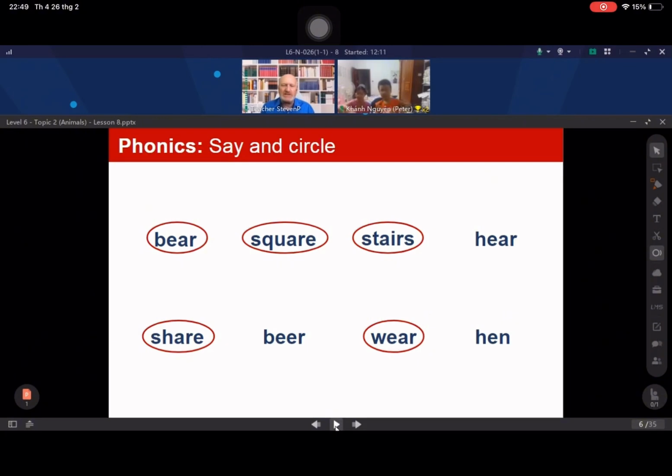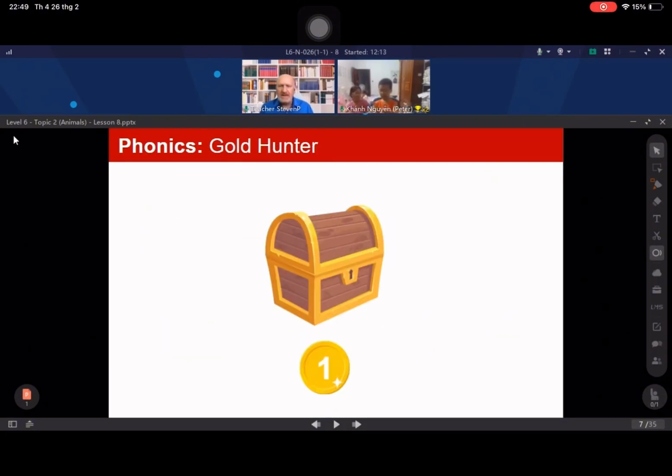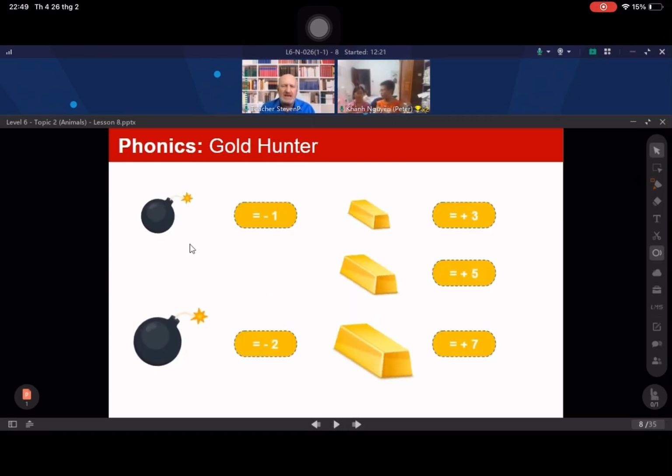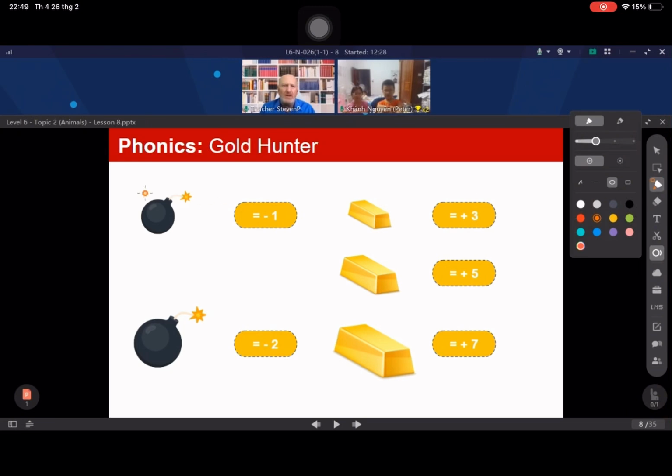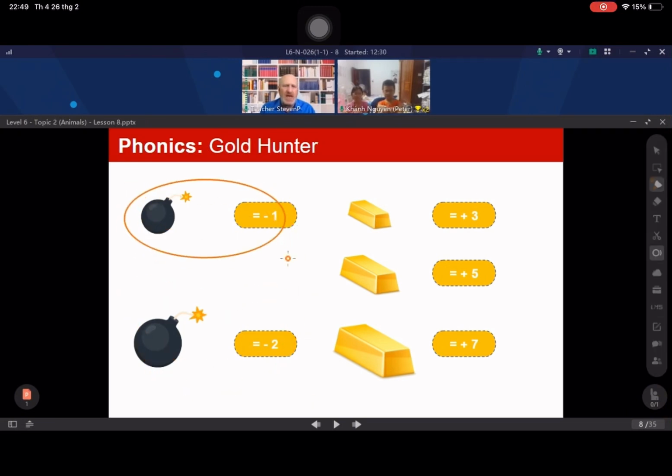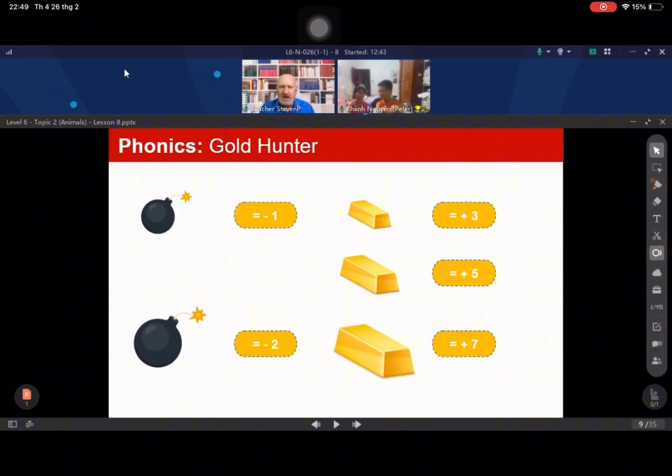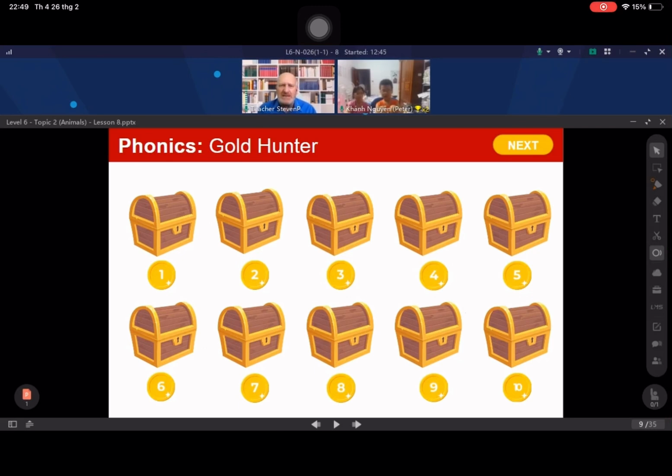So now let's play Gold Hunter. So everyone here, you need to choose one of the treasure chests. And if you find a bomb, then you will lose 1 point for a small bomb. If you find a big bomb, then you will lose 2 points. But if you find the gold, then you will get 3 points or 5 points or 7 points. Okay, all right, so let's go. Peter, you can choose first. Which number, Peter?